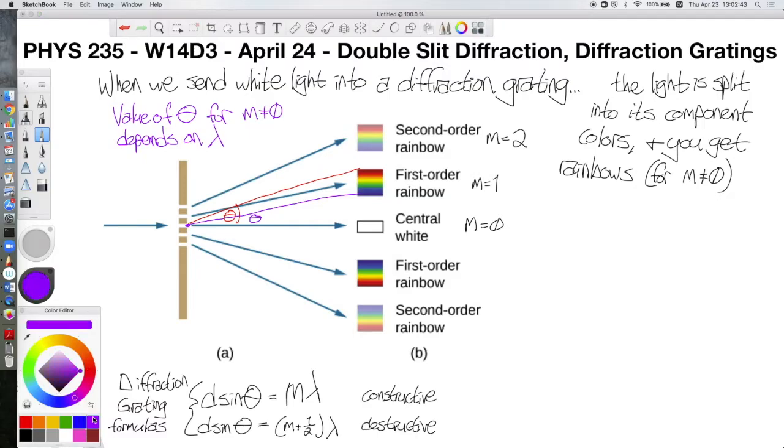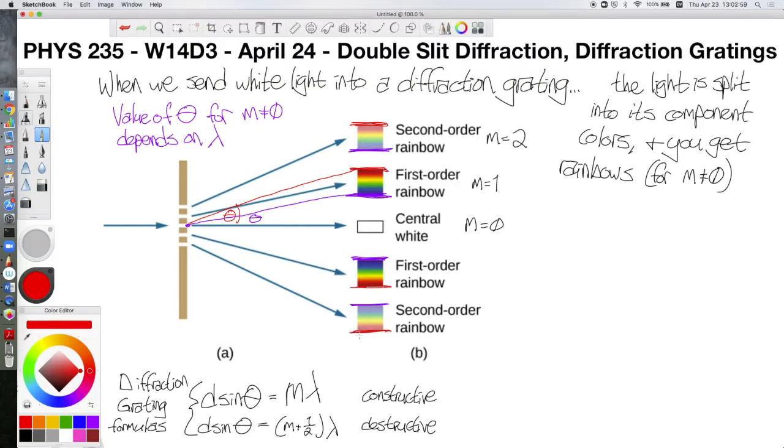You can see kind of the same thing on the other side. So if you have purple here on this rainbow, on the top, purple's always on the bottom, but below the central maximum, purple's on the top. So purple will always be closest to the central maximum in any of these rainbows, and red will be furthest away.